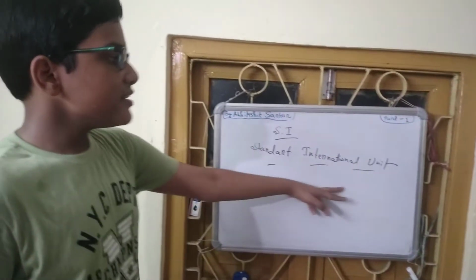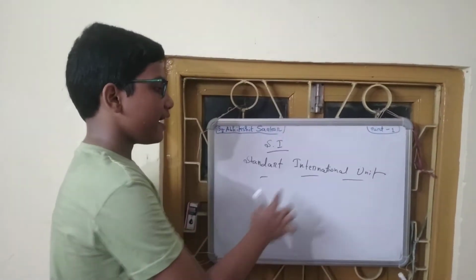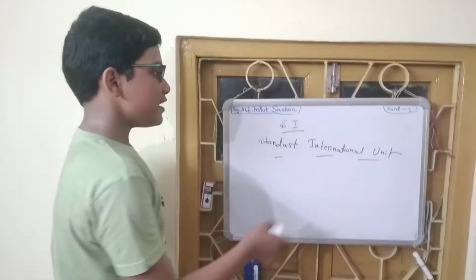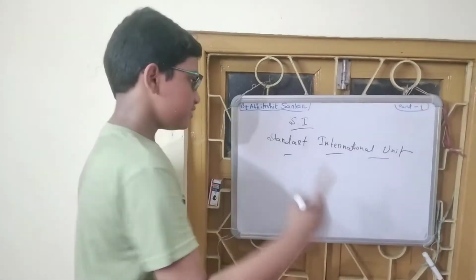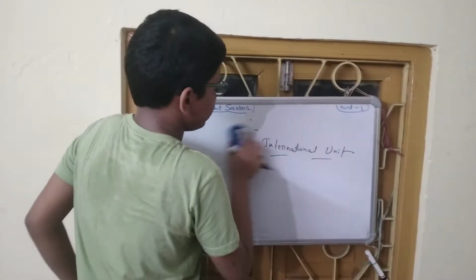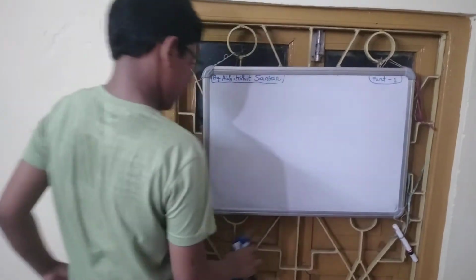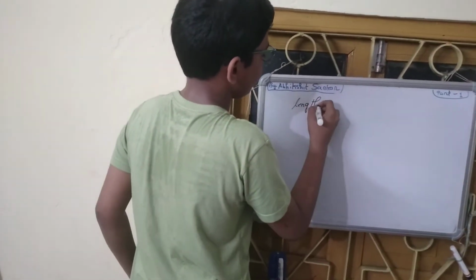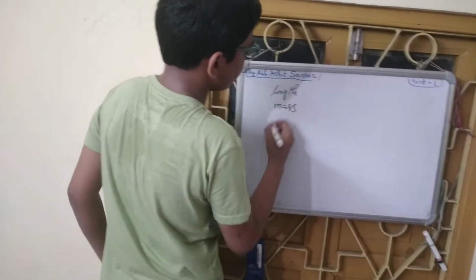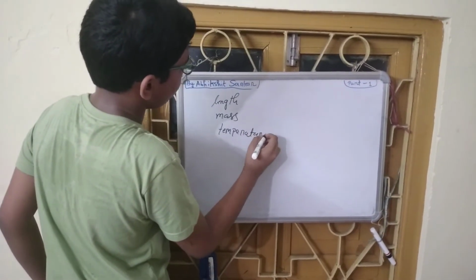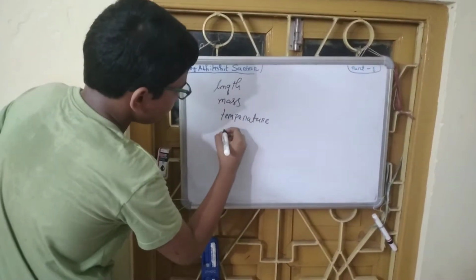Now, a standard international unit. These are all for different parameters. Different SI units are considered. Now, the SI unit. First, we are making a chart of length, mass, temperature, and time.